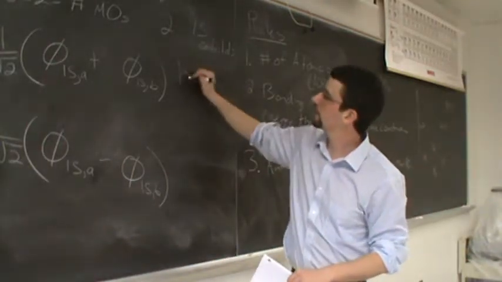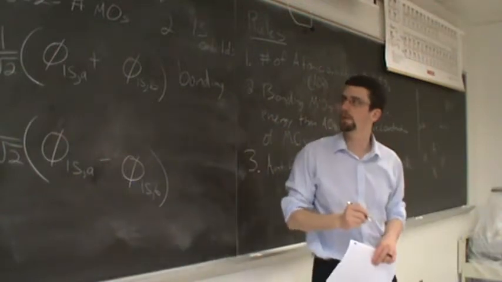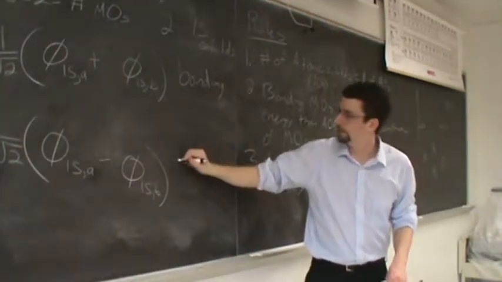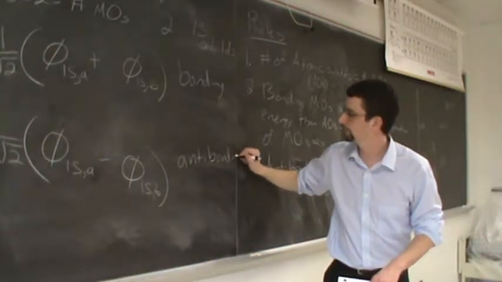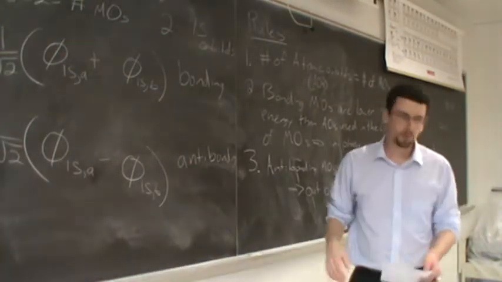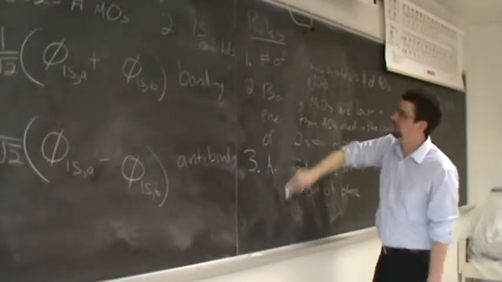Yep, this is a bonding orbital. How do you know that, James? Because they're constructive. Same sign. This is the antibonding. So it's an antibonding contribution. All right, so let's draw these and see what they actually look like.